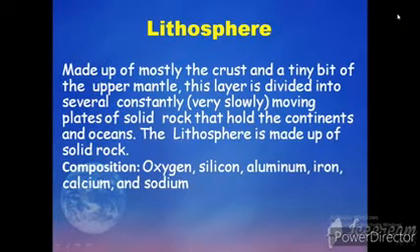As I told you, the lithosphere is basically made up of mostly the crust and several constantly moving plates of solid rock that hold the continents and the oceans. Now the lithosphere is basically made up of solid rock. Now what are the basic constituents of the lithosphere? It is oxygen, silicon, aluminium, iron, calcium and sodium. These are the basic constituents of the lithospheric plate or the lithosphere surface.